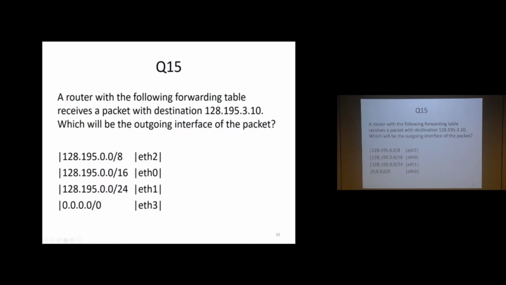Do you see why it's not ETH2? Because ETH2 has an 8-bit network address. And here we see that this is matching at least 16 bits of these three. This has a 16-bit address and this has a 24-bit address. So for this 24-bit address, it has to match the first 24 bits. Does it match the first 24 bits? No. So we know it's not ETH1. We know it's not ETH2 because this is longer. So it must be ETH0. So the answer to this is ETH0.